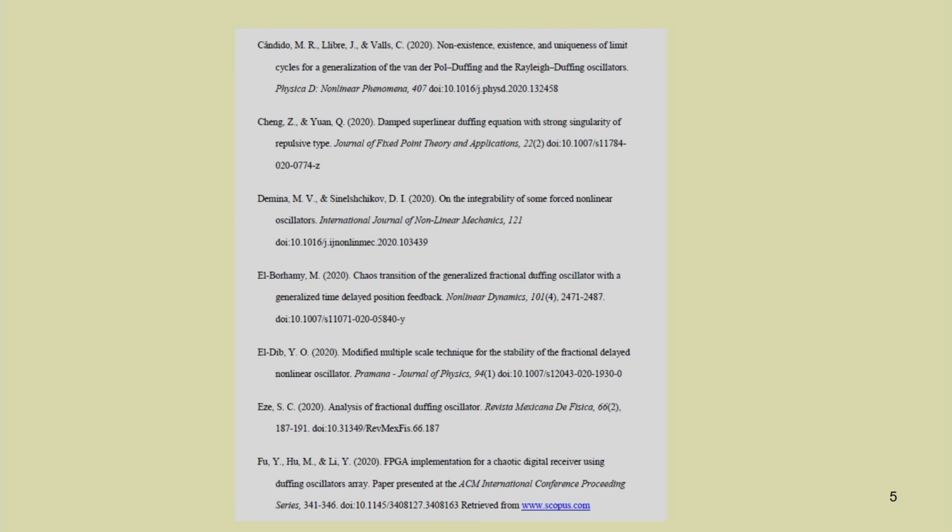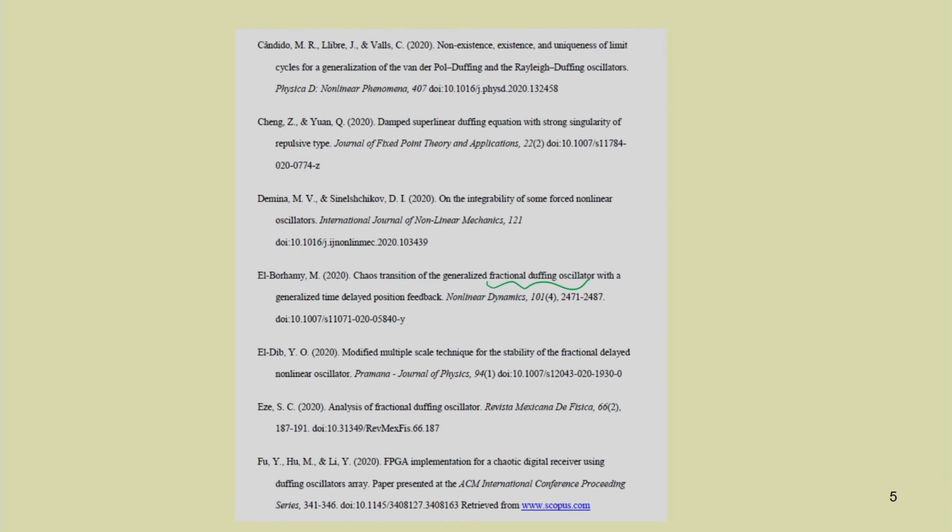Similarly, this damped super linear Duffing equation with strong singularity of repulsive type. This is a very recent paper. Similarly, on the integrability of some forced nonlinear oscillations. Then chaos transition of the generalized fractional Duffing oscillator. This is another interesting, advanced topic related to the simplified Duffing oscillator, that is, fractional order. So, in the Duffing oscillator, some fractional order derivative is added to make it a fractional Duffing oscillator.